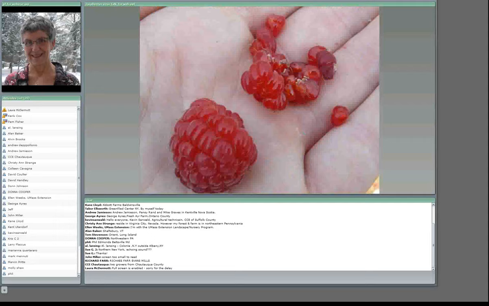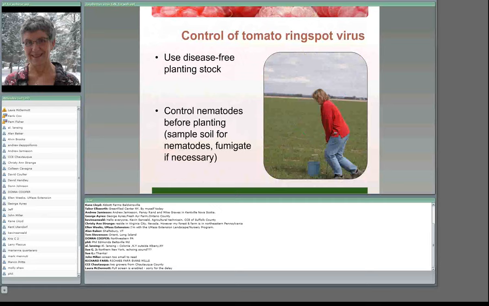So to control tomato ring spot virus, first of all, you need to start with disease-free planting stock. But the virus could already be on your farm in one of its many weedy or alternate hosts. So before planting raspberries, you should sample soil for nematodes and control them if necessary. And if dagger nematodes were present in your soil samples, you would control them by soil fumigation, for example, or growing an alternate crop for some years.